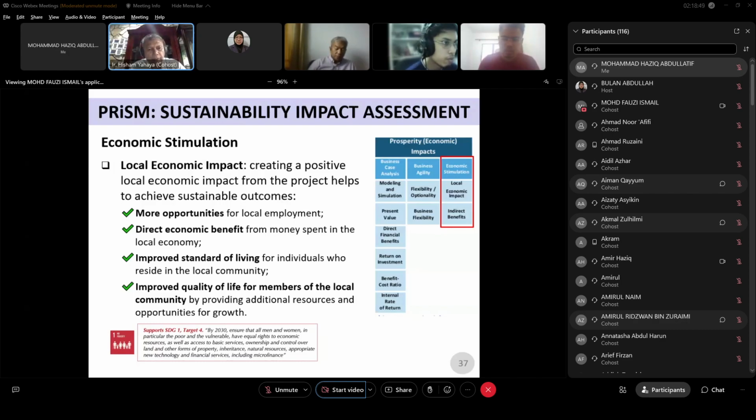So this is very important for you wherever you go. You also need to look into how you can develop local talent, and this local talent can also be your future workers when you have a similar project at the site. Okay, next slide please.